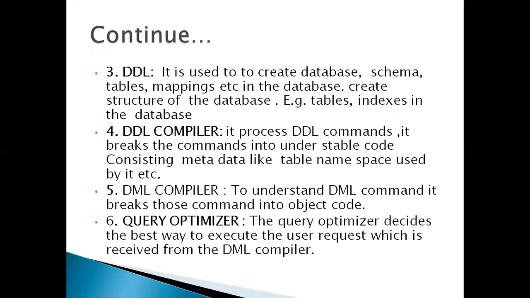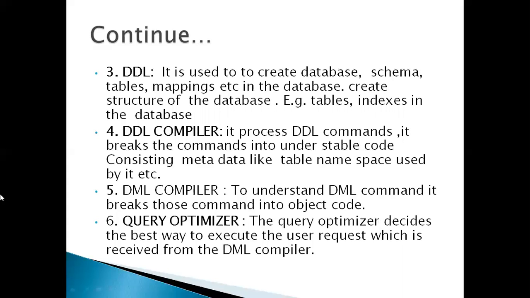The third element or component is DDL. It is used to create database, schema, table, mapping, etc. in the database. Create structure of the database. Example, table, indexes in the database. Then the fourth one is DDL compiler. It processes DDL commands. It breaks the command into understandable code, consisting of metadata like table name, space used by it, etc.